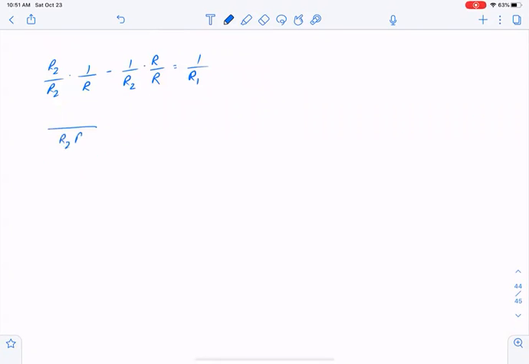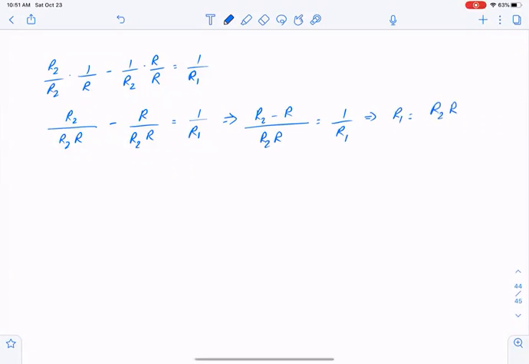So R2 R, numerator R2 minus R, divided by R2 times R. Now I have a common denominator, so I can combine the numerators. So R2 R, numerator R2 minus R equals 1 over R1. If I flip on both sides, R1 would be equal to R2 R divided by R2 minus R.